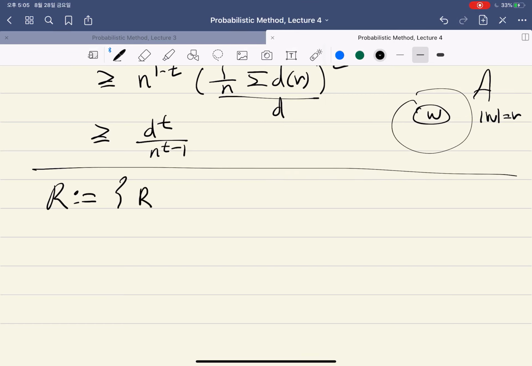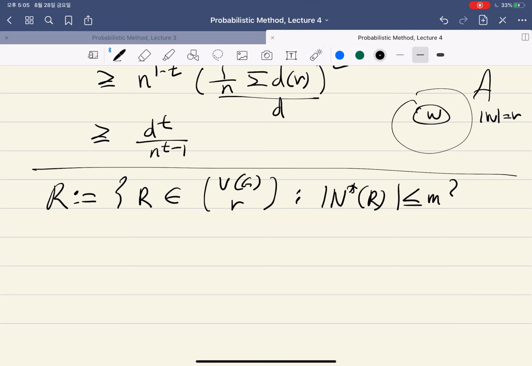For that, let's say script R is the set of all sets of size R whose common neighborhood has size smaller than or equal to M. And let Y be the random variable counting the number of subsets of A of size R such that R is inside of this script R. So these are the bad sets.